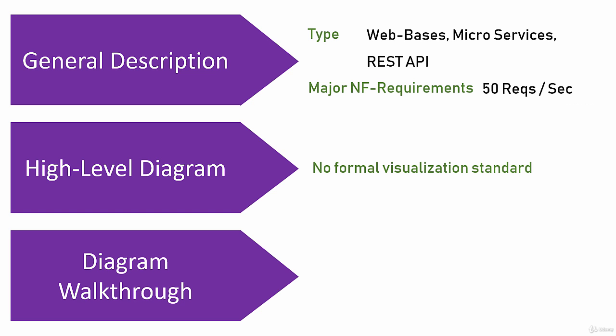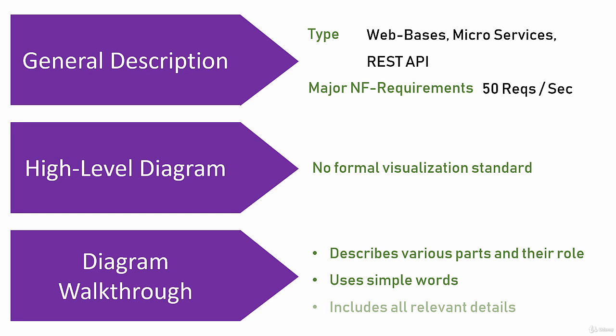The third and last part of the overview section is the walkthrough of the diagram. In this part, you will describe the various parts of the diagram and their role verbally. This part walks through the diagram and explains each and every component in it. It describes in simple words what the exact role of the component is, what its functionality is, and what interactions it has with each and every other component. In addition, it describes the data that is stored in the component's data store if there is one.